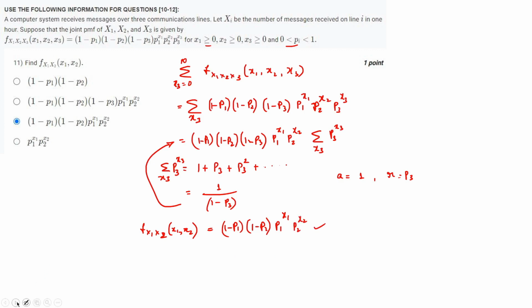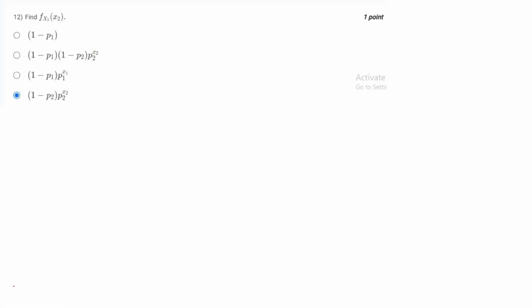So next question, find p x2 of x2. We already know the value of f x1 x2 of x1 comma x2, and that is nothing but (1 minus p1) into (1 minus p2) into p1 to the power x1 into p2 to the power x2. So if we sum over x1, that is sigma over x1 of (1 minus p1) into (1 minus p2) into p1 to the power x1 into p2 to the power x2.